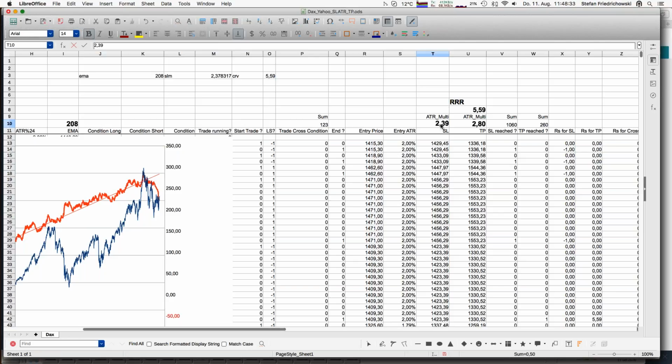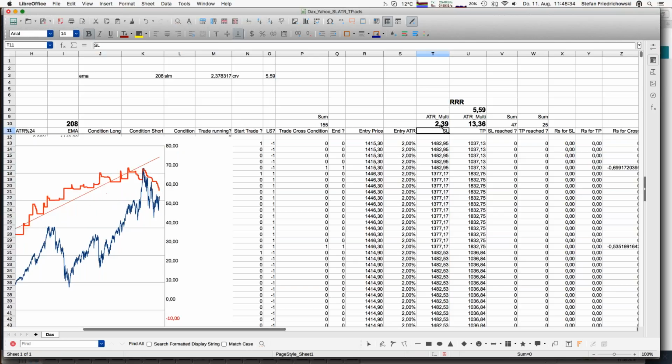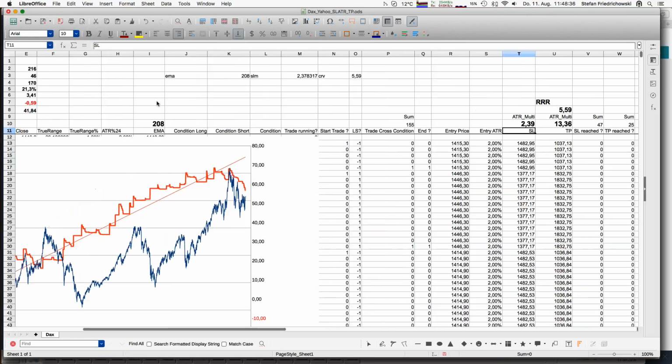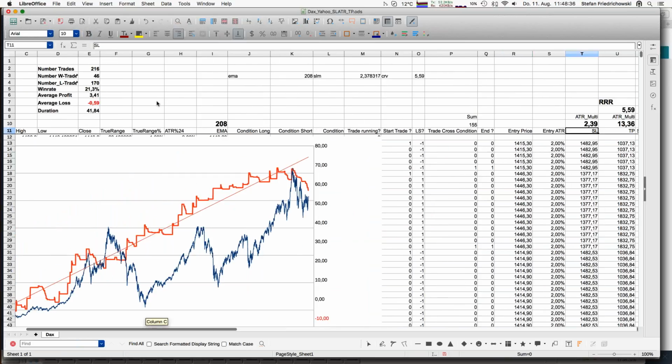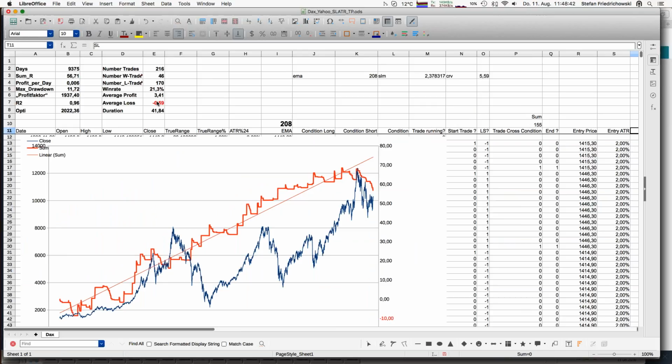So we have a second alternative for our strategy, and looking at that equity line, it looks a little bit similar to the other one. Once again, unfortunately, we have that drawdown exactly right now. We have much fewer trades. Here we have 216. In the other case, we have had a little bit more than 1,000.